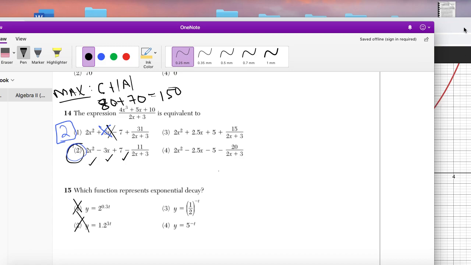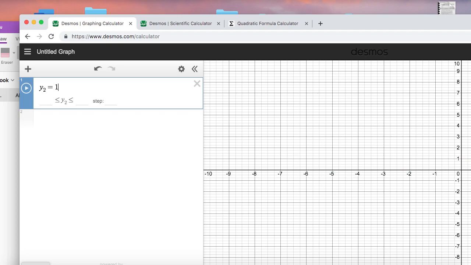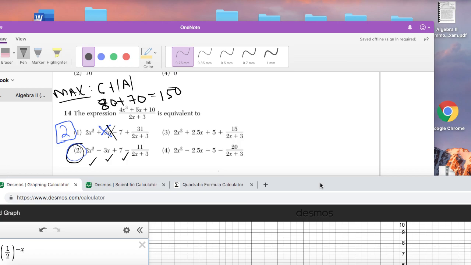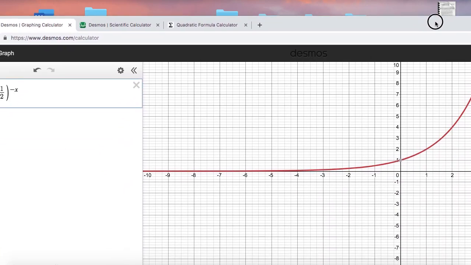Now choice 3, we want to put 1/2 to the negative t power. So y3 equals 1/2 to the negative x power. That's also growth. So by elimination, our answer is choice 4, guys. And then I could show you guys quickly how that happens too.